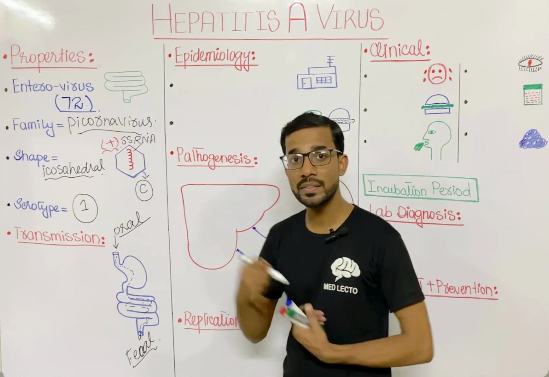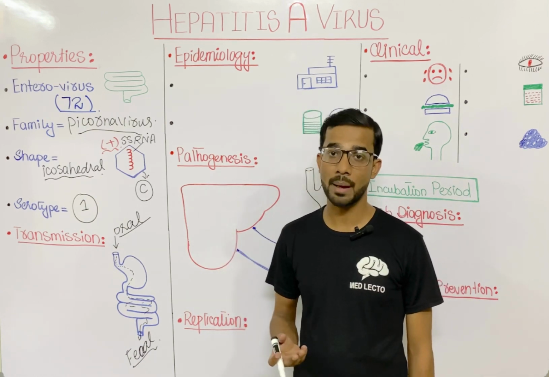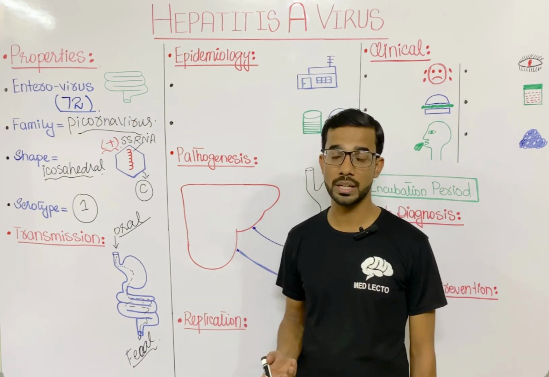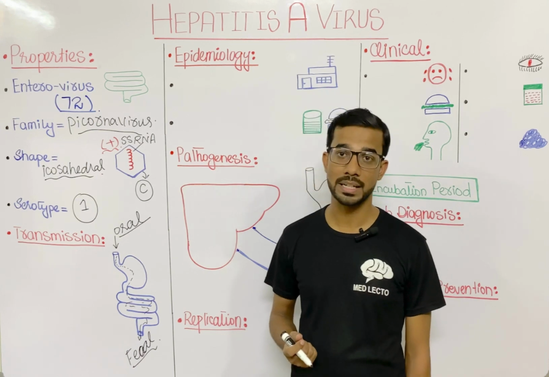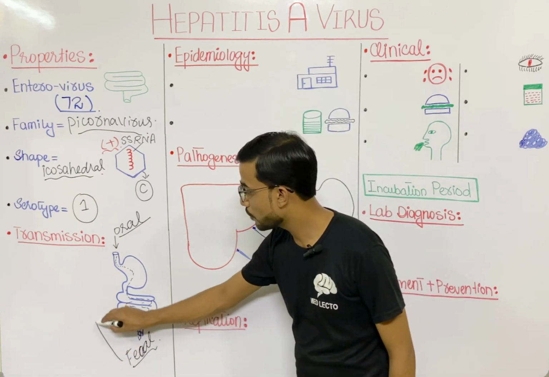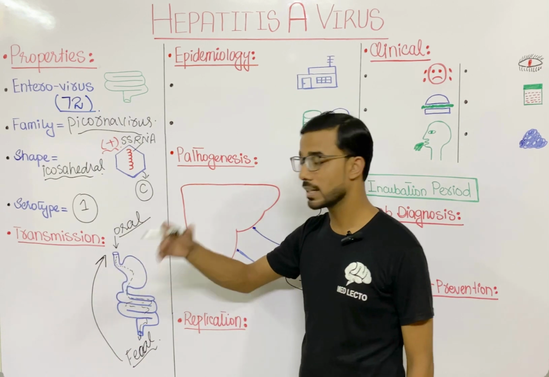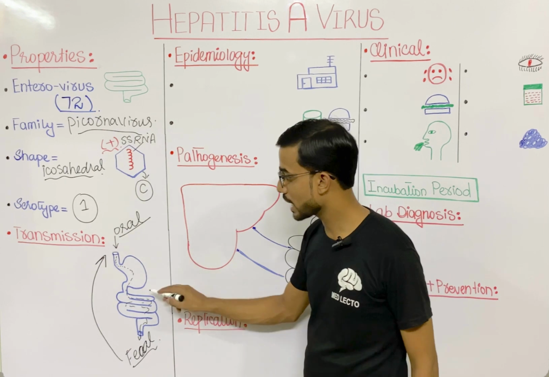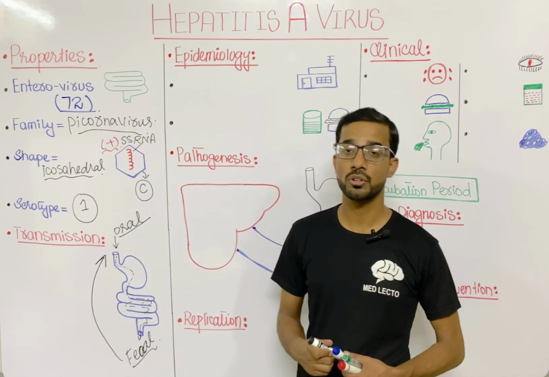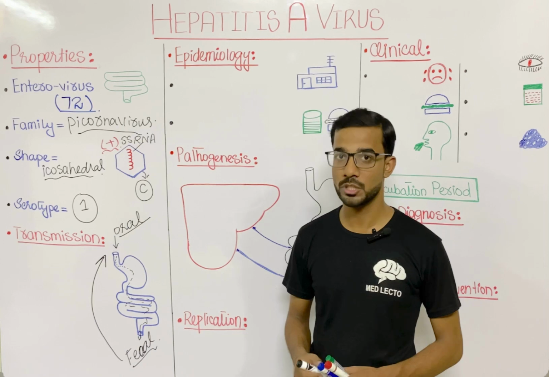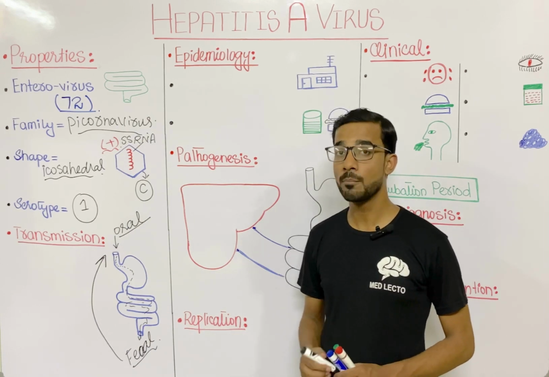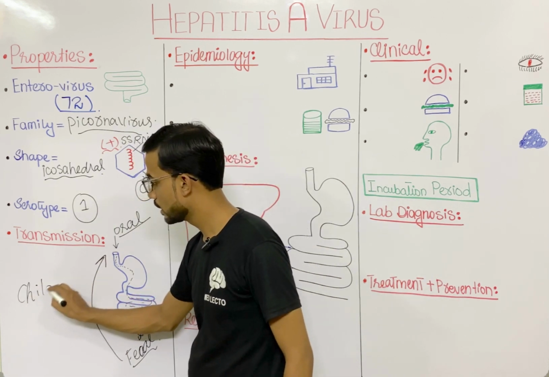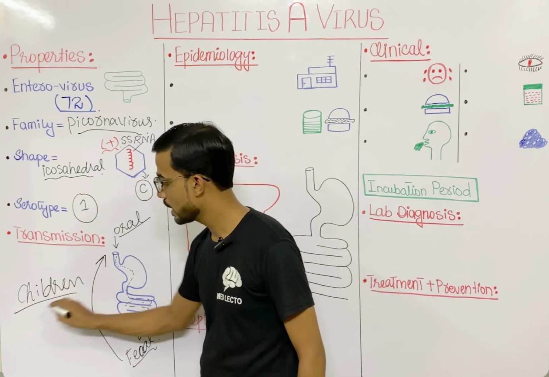So actually, when the food or the water is contaminated with feces, and if a person drinks that contaminated water, then that person can be affected by the hepatitis A virus. So it means that fecal contaminated food or water enters into the body of the person, and that person will be affected by hepatitis A. So it is actually a cycle between the oral and the fecal route. So that's why we call it orofecal transmission. That's the most important thing. And mostly children are affected by the hepatitis A virus.